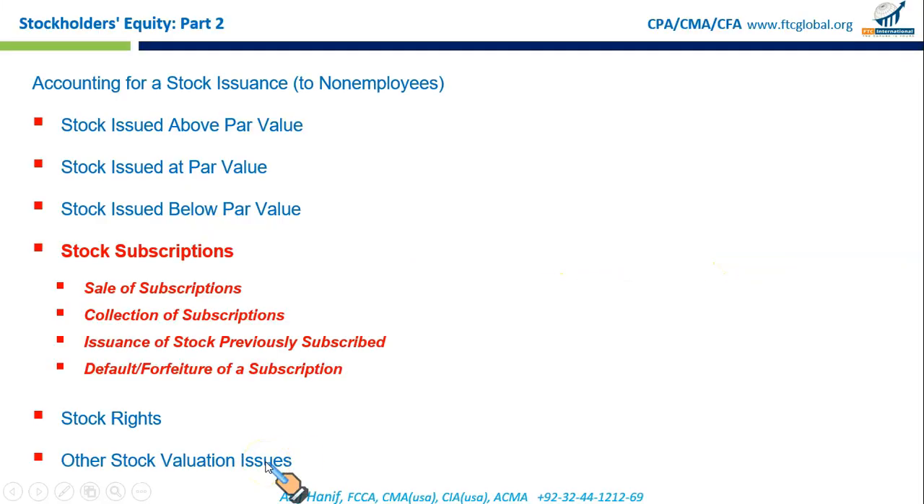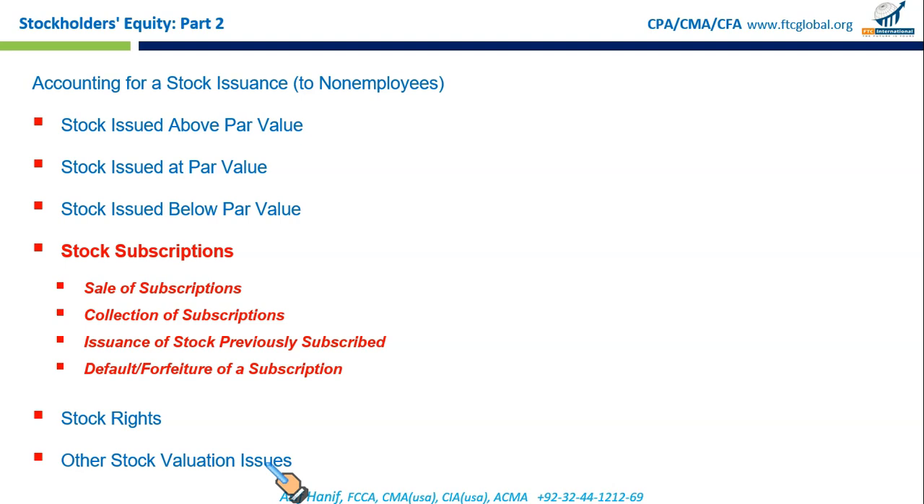Then we have other stock valuation issues. For example, sometimes we may have issued stock for some services received, and instead of giving cash, we issue our shares. So if a company gives stock in exchange for some services, the stock should be recorded at the fair value.